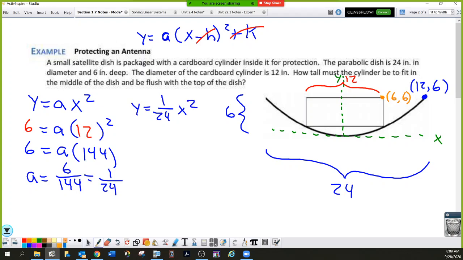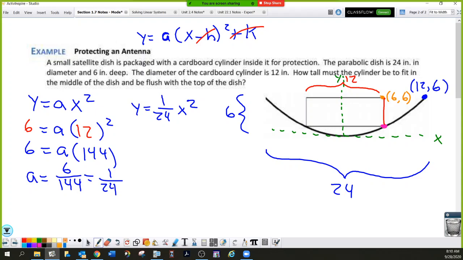And you might be wondering how this has helped you. Well, remember that that cardboard tube is touching the parabolic dish. Right there. Our job is to figure out how tall the cylinder must be. So we're actually looking for this value right there. That's what we're hunting for.